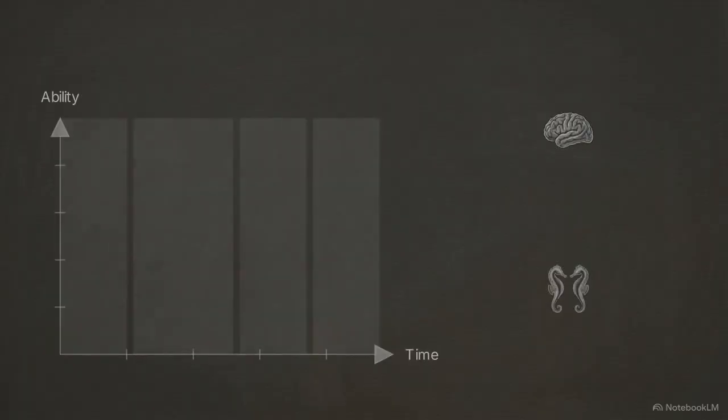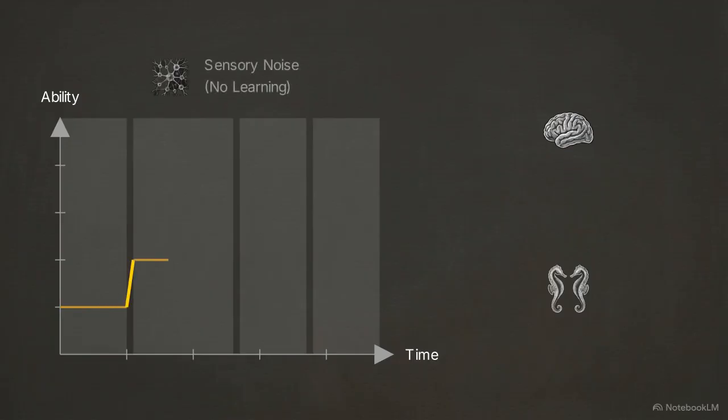This graph maps performance over a training session. Notice that during active practice blocks, the line remains flat. The leaps in ability happen during narrow gaps of waking rest. These are micro offline gains, brief windows where the nervous system wires movement into the brain.